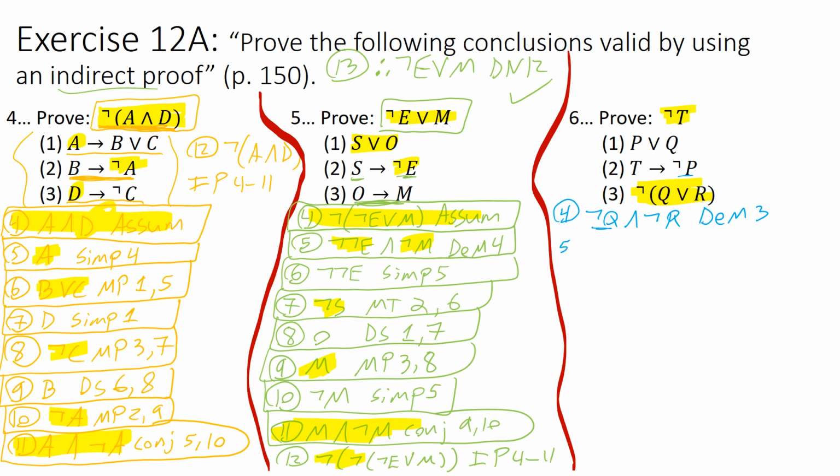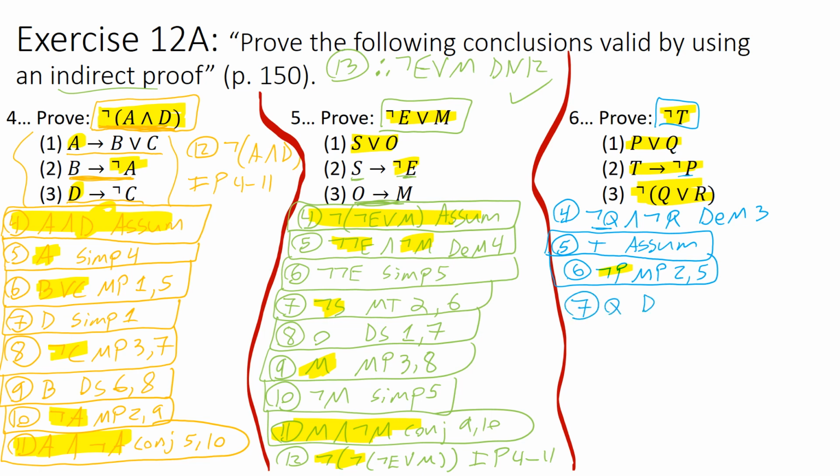So for line 5, we'll assume the opposite of that. That's just T. Assumption. Under quarantine. And then we can do a modus ponens inference, lines 2 and 5. So for 6, we get not P by modus ponens 2, 5. Line 1 is a disjunction, P or Q, but we have this not P, so therefore Q. So for 7, we can get Q, disjunctive syllogism, lines 1 and 6.